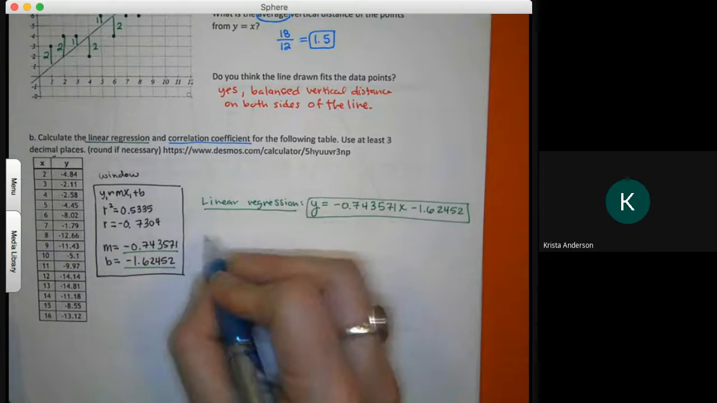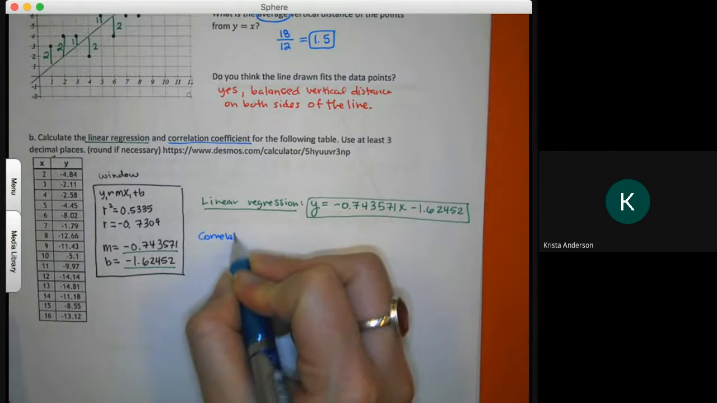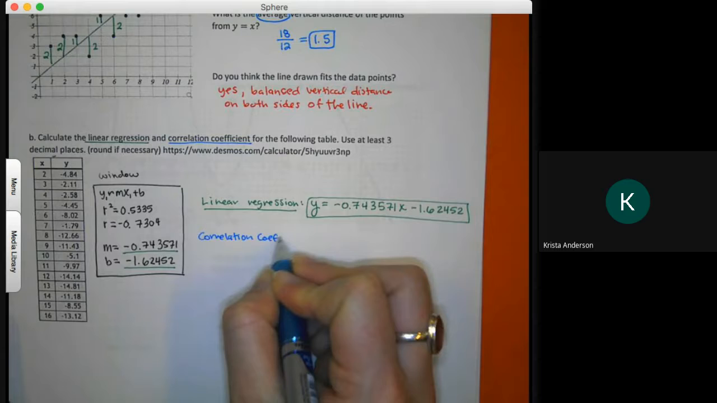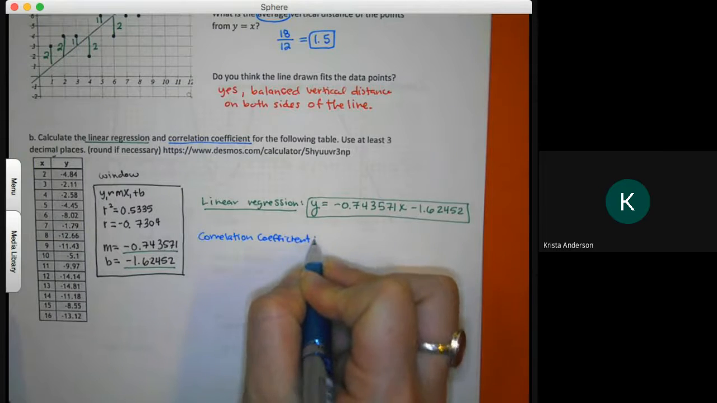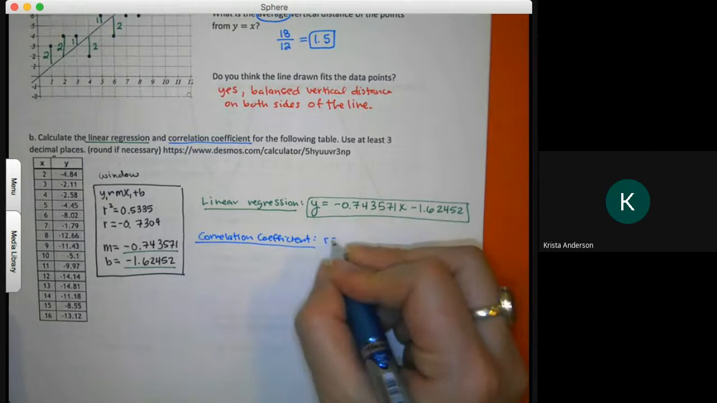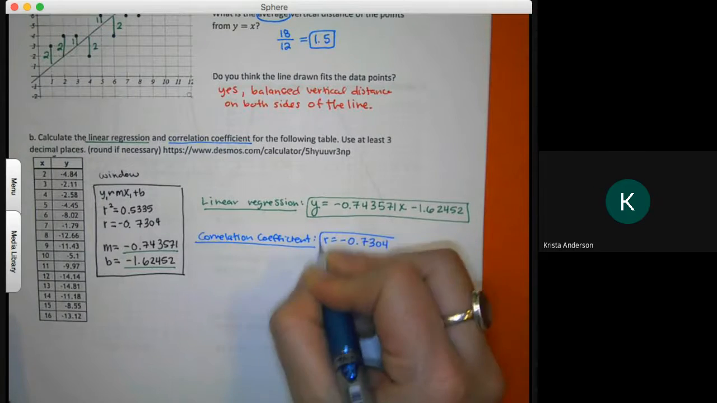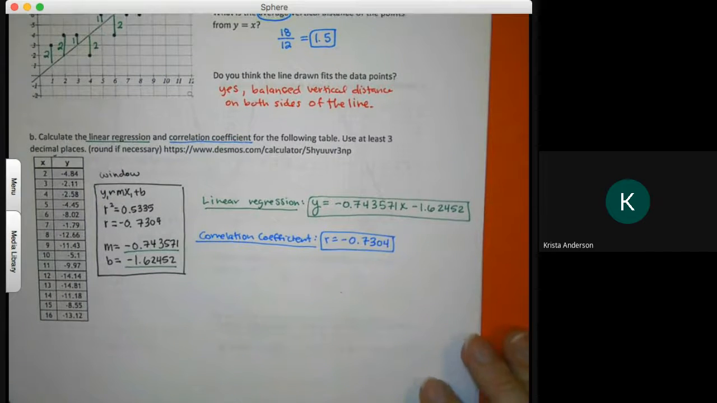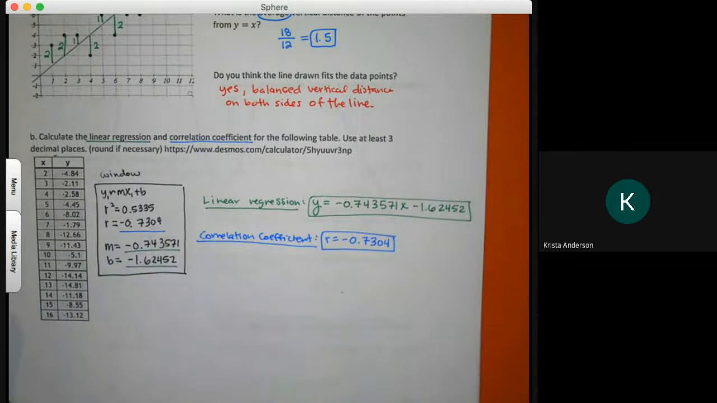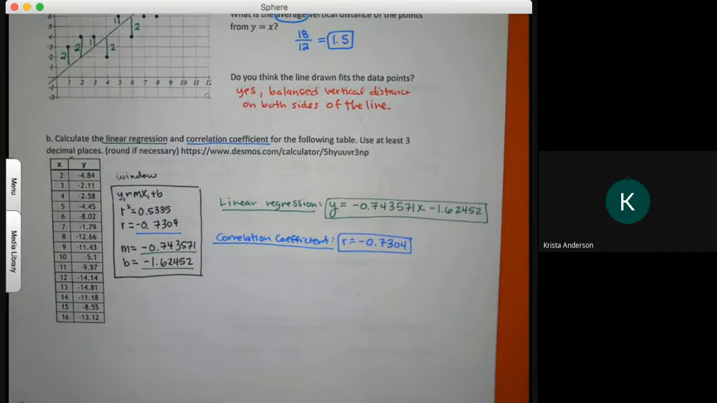Correlation coefficient. R equals negative 0.730. Questions on those? Okay, turn the page.